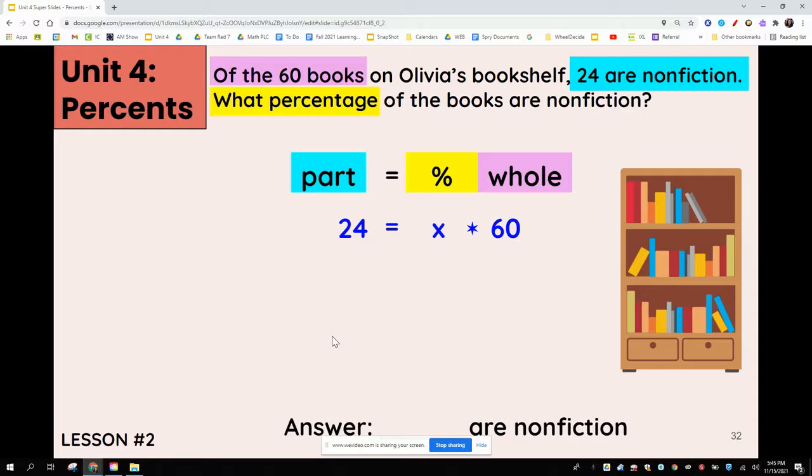Right now, x is being multiplied by 60. What's the opposite of multiplying by 60? Dividing by 60. So to find out what x is, you need to do 24 divided by 60. Go ahead and do that on your calculators.